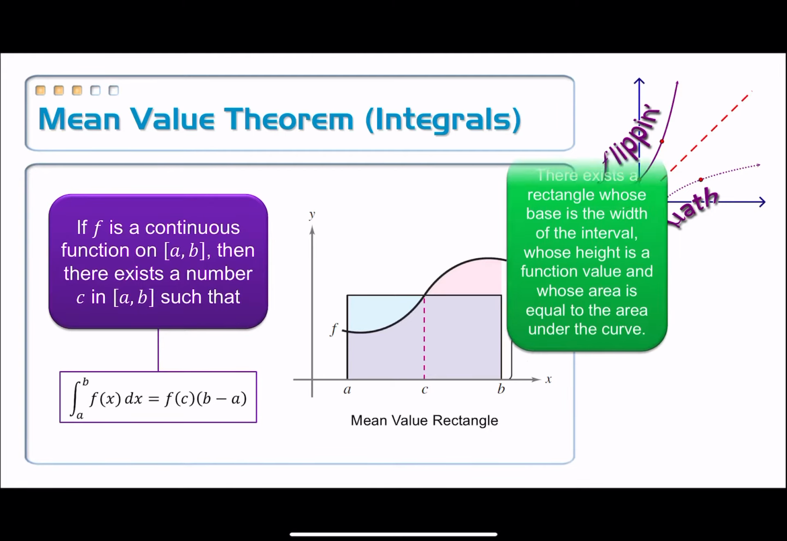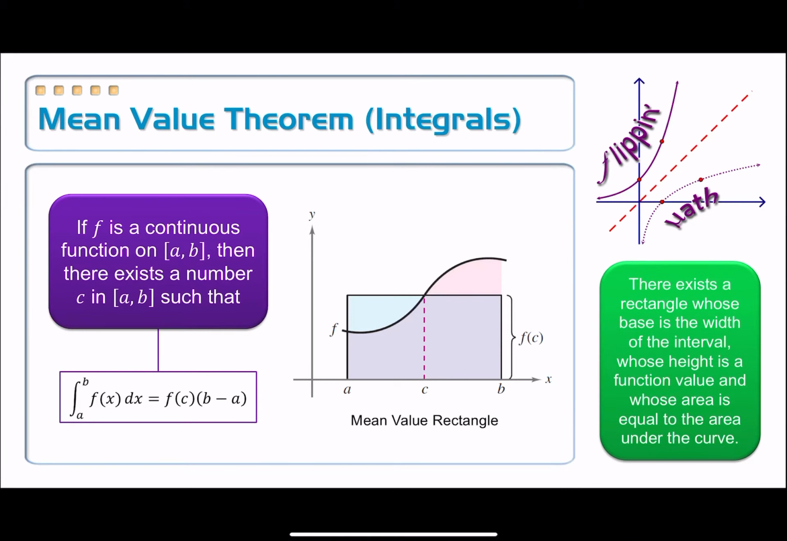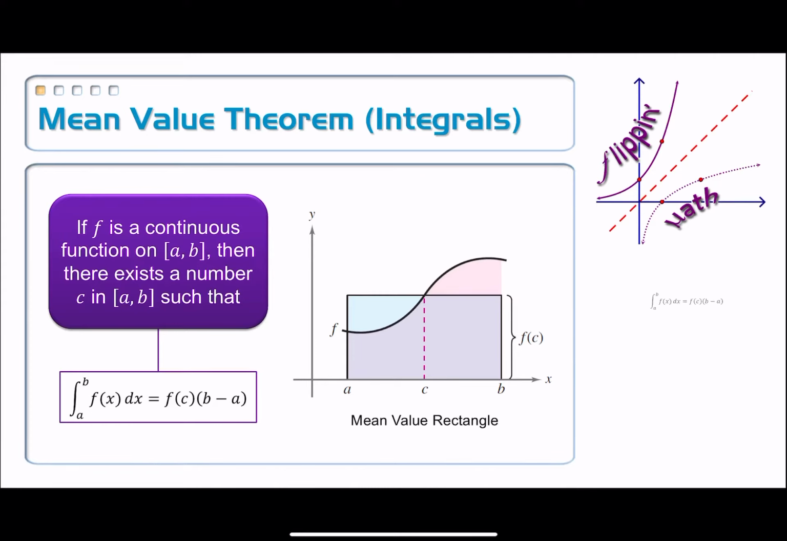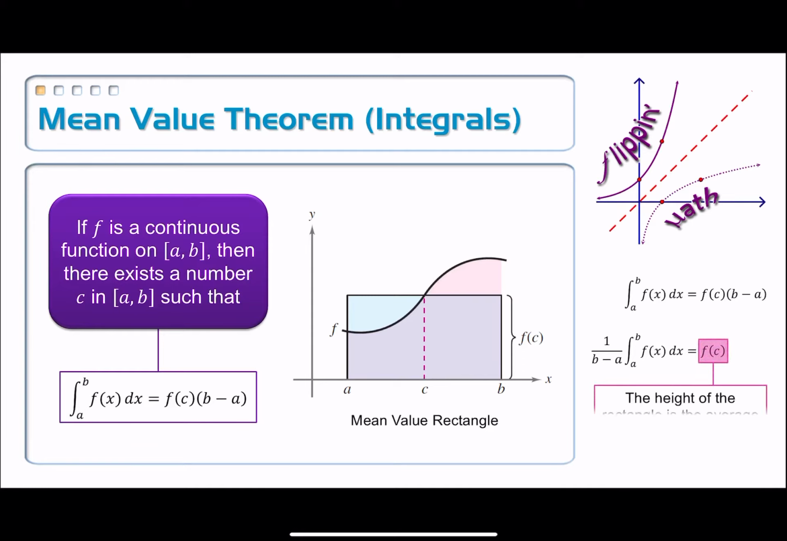What is f of c? f of c, of course, is the average value of our function, as I'll show you right here. If I take this and solve it for f of c, I bring b minus a over to the left-hand side, and you can see that 1 over b minus a times the definite integral from a to b of f of x dx is equal to the height. That's exactly how we defined the average value earlier in this lesson.